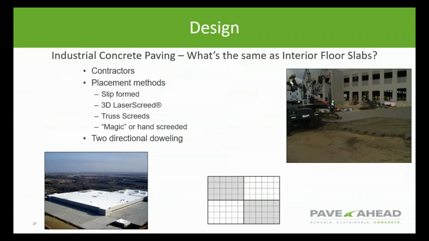There are similarities in how floors are placed and industrial exterior pavement is done. Many of the same contractors can be used as well as the same paving equipment. And dowels are typically used in both directions, just like with industrial paving.